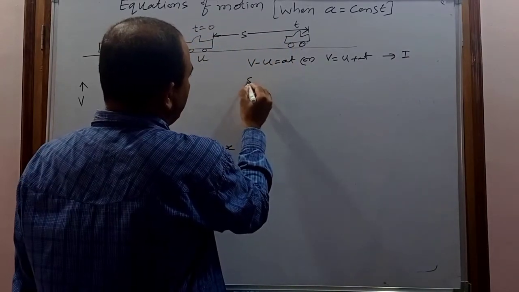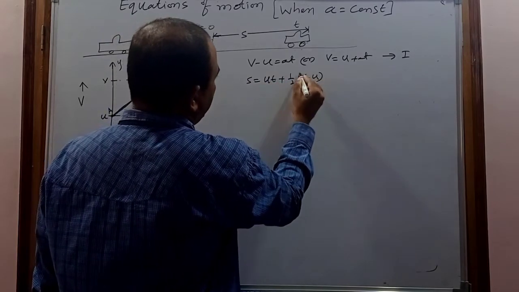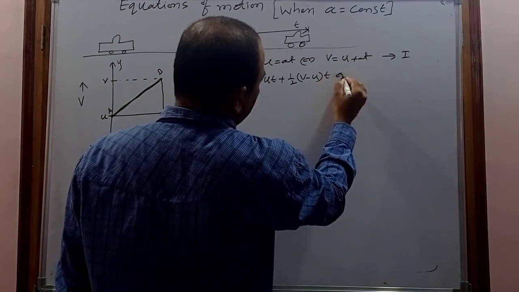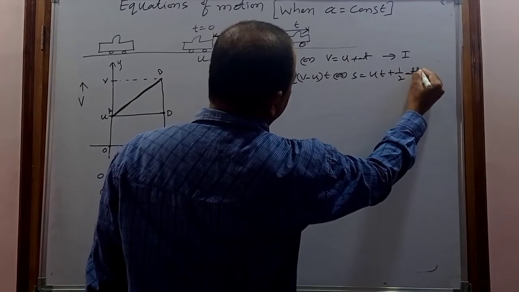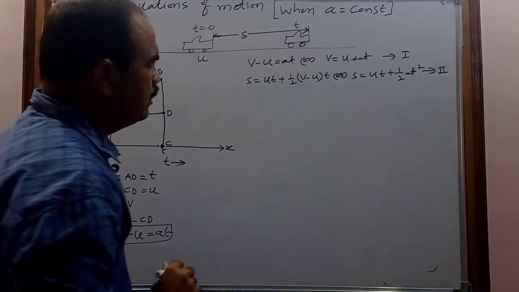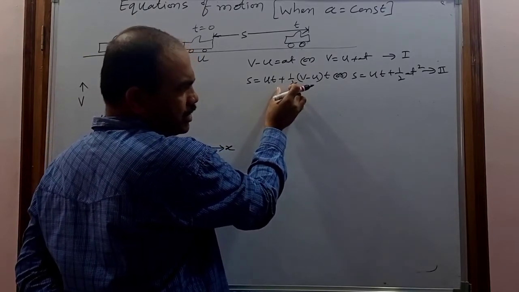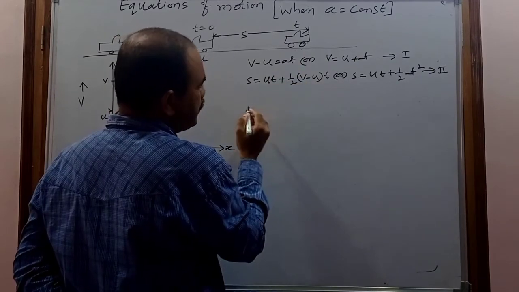That is nothing but s equal to ut plus 1 by 2 (v minus u) into t, or s equal to ut plus 1 by 2 at square. This is the second equation of motion. So by taking this form of the second equation of motion, now I am simplifying this one.